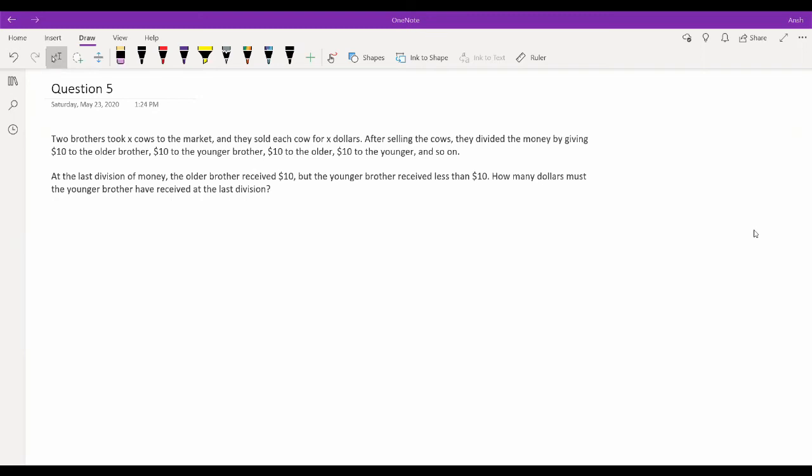Since we're splitting it between an older brother and a younger brother, this repeats every $20 after 10 goes to each brother. So we can take this in mod 20. Everything before the last division is a multiple of 20, so what we only care about right now is the last division. We know that the older brother received $10, and let's say the younger brother received K dollars. So we can write this as 10 plus K, which is obviously less than 20, and this is congruent mod 20 to the total amount of money they got.